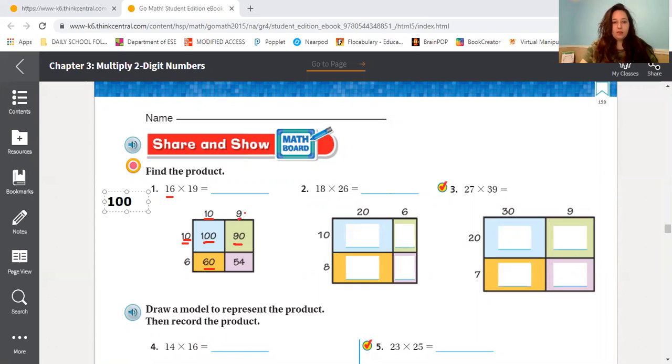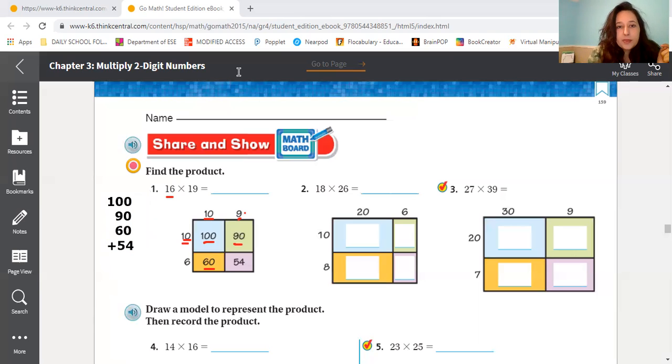There we go. 100. And we have to space this so it's in the right place. Plus 90 plus 60, and the last number would be 54.